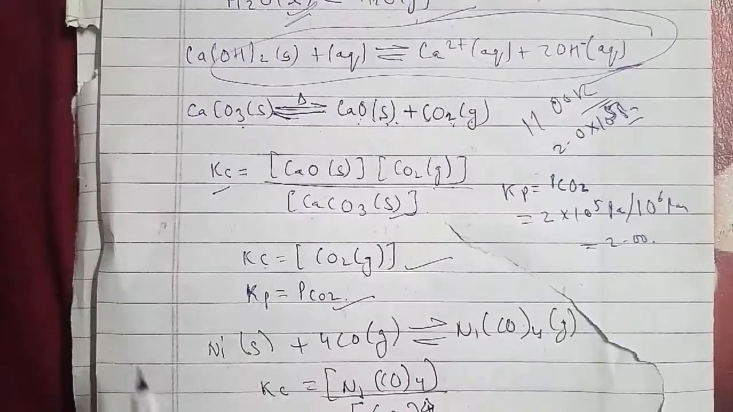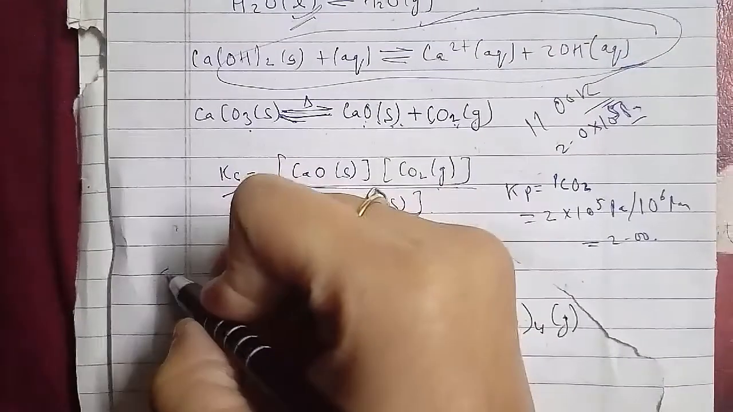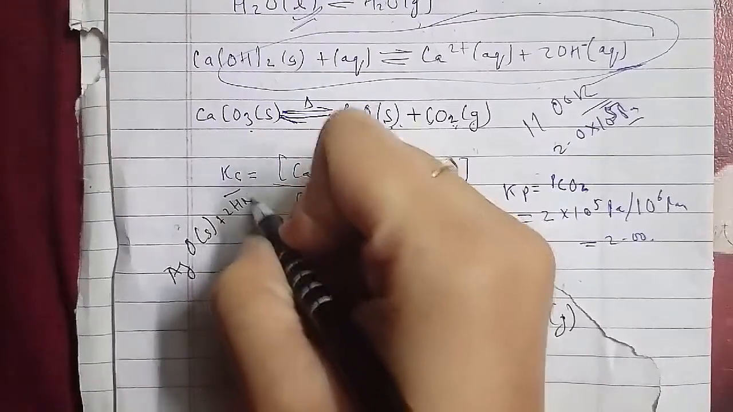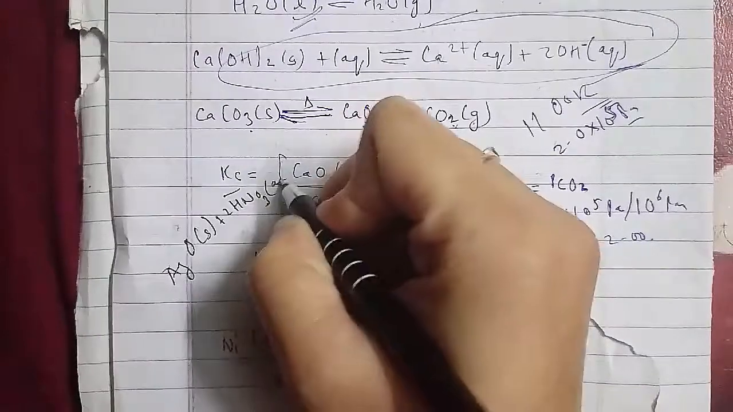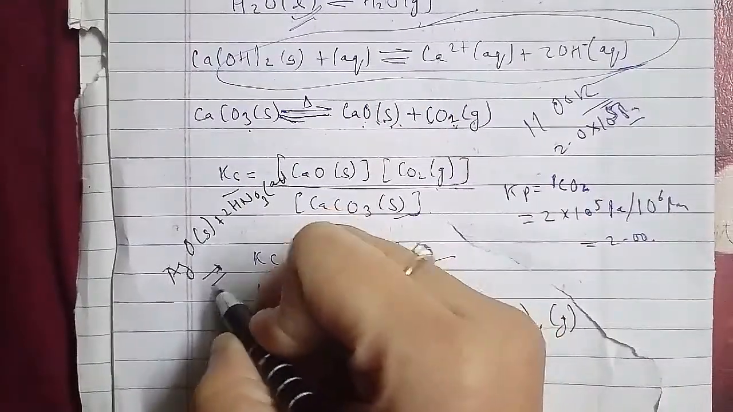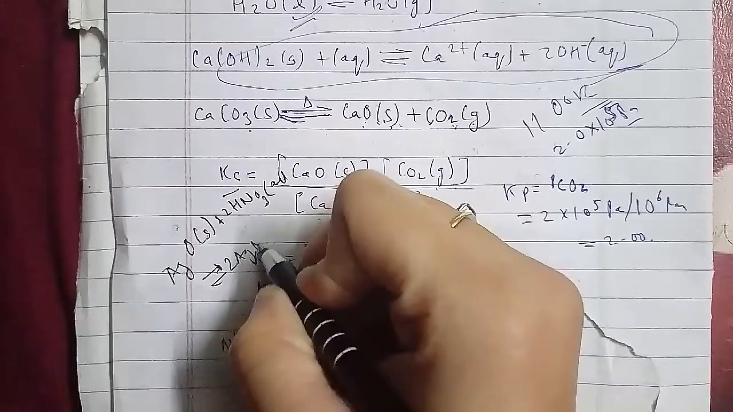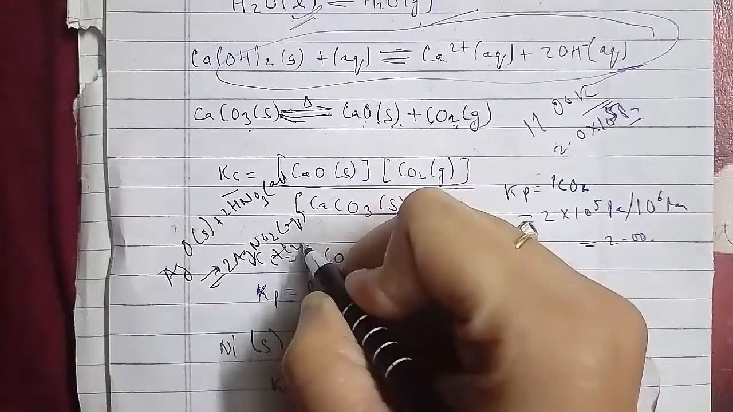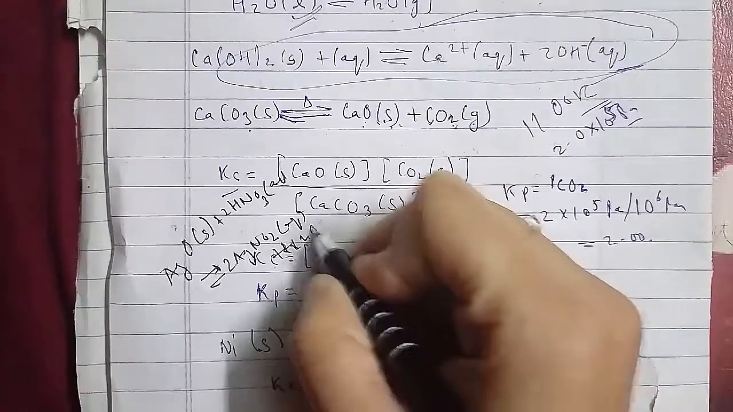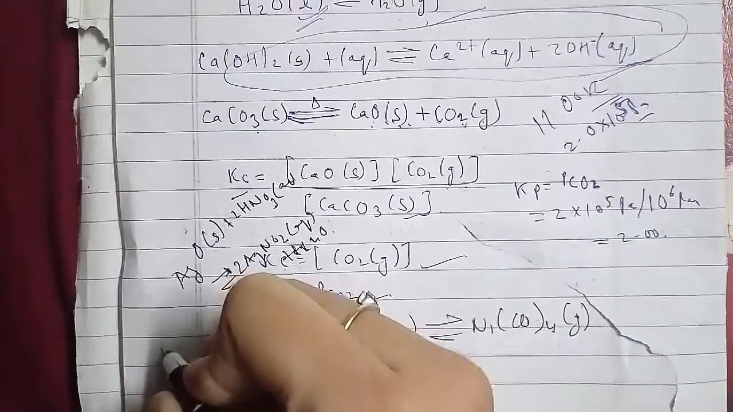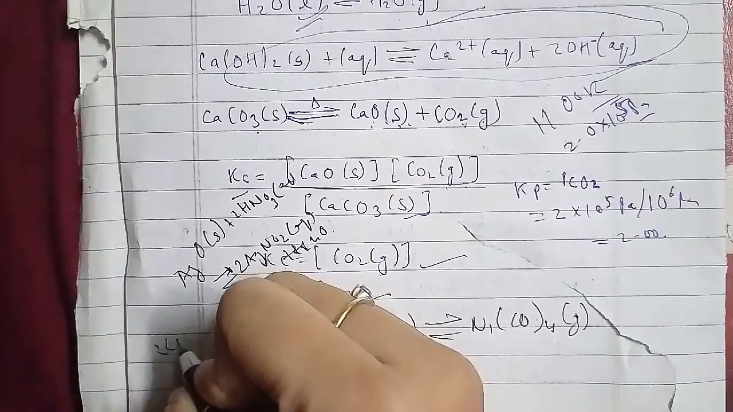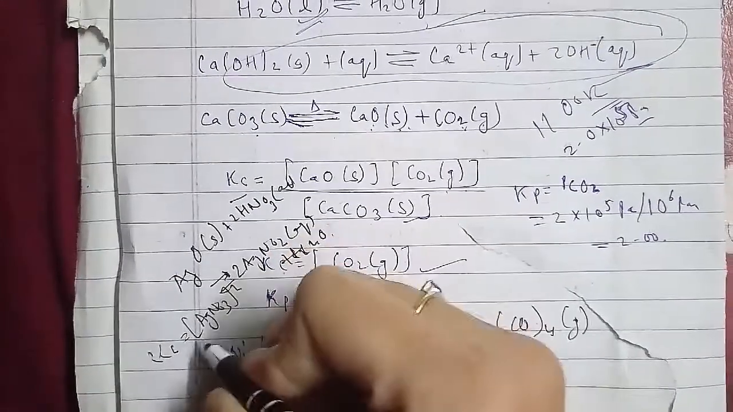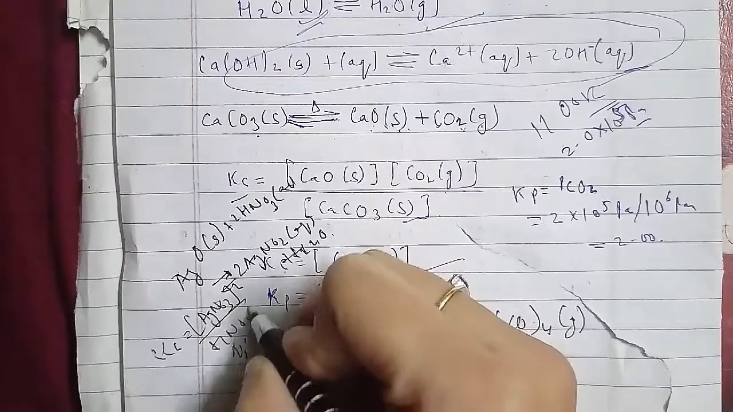Another equation we have is Ag2O in the form of solid plus 2HNO3 in the form of aqueous, it will give 2AgNO3 aqueous plus H2O. For that we will find Kc, so Kc equals AgNO3 whole squared upon HNO3 whole squared. Yeah, so this is how we find the Kc.